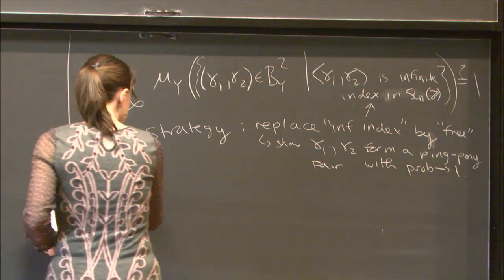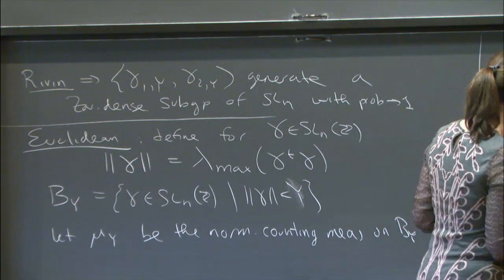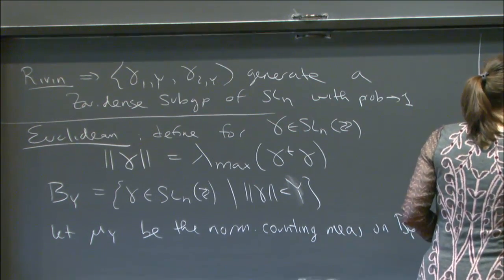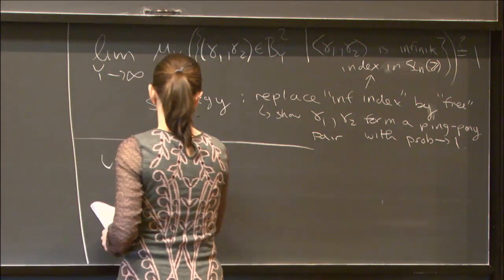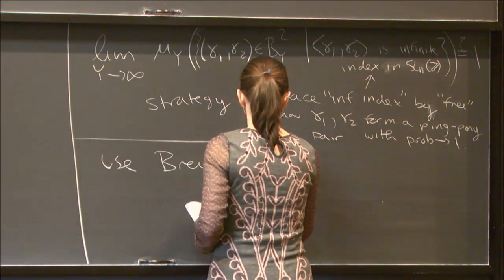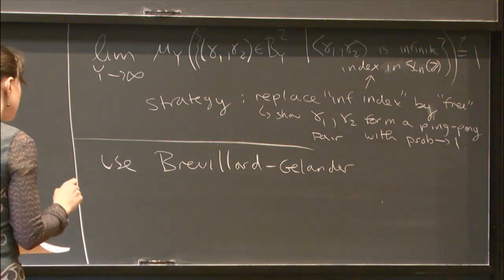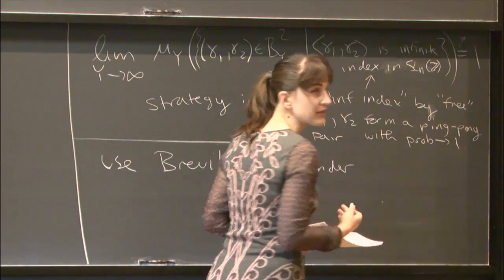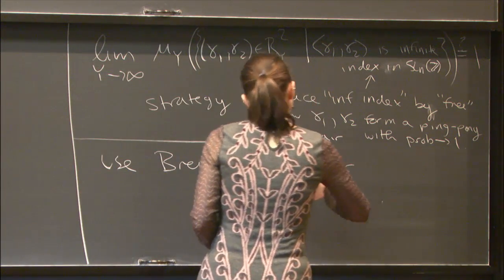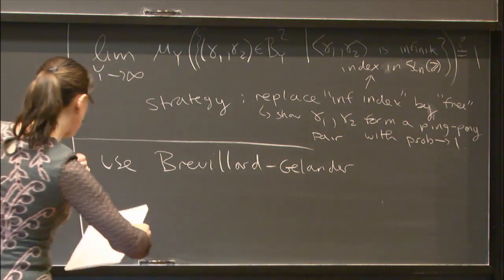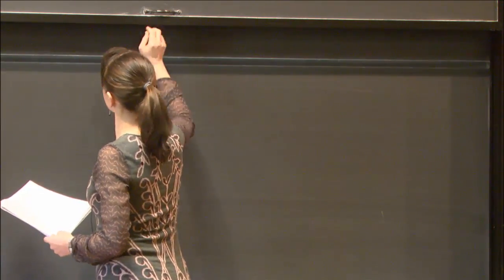So this is exactly the strategy that Aoun has for proving what he proves. And so how do we try to detect whether or not these form a ping-pong pair? Well, we use a paper of Breuillard-Gelander called "Dense free subgroups of Lie groups", which gives a pretty nice criterion for this. I'll say in a moment what it is. So let me set up exactly how we're going to try to detect this ping pong.